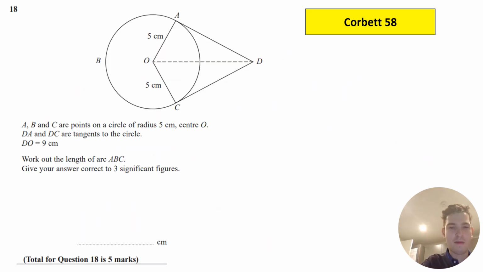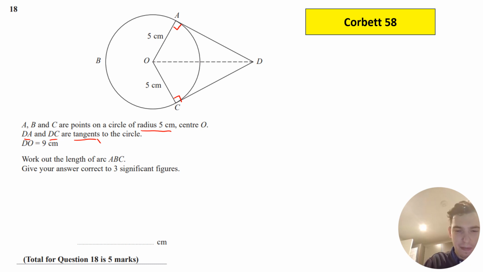Okay, question 18. Looks like I have possibly a circle theorem question here, but let's have a look. A, B, and C are points on the circle of radius 5. Okay, I've got that radius 5 on the diagram, center O. Now DA and DC are tangents to the circle. As soon as I see tangents, I know that a tangent to a radius is a right angle. And I've got a radius, I've got a tangent, so let's mark on my right angles here and here. Work out the length of arc ABC.